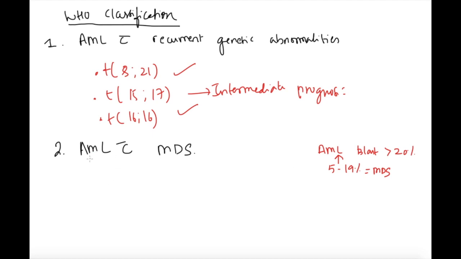Okay, so next one is AML with MDS. Simple. So first one was with recurrent genetic abnormalities. Second one is with MDS. Third, it's drug related. And fourth one is AML not otherwise specified. Okay. Well, so now we know the classification and all of this. So let's move on to the clinical features.